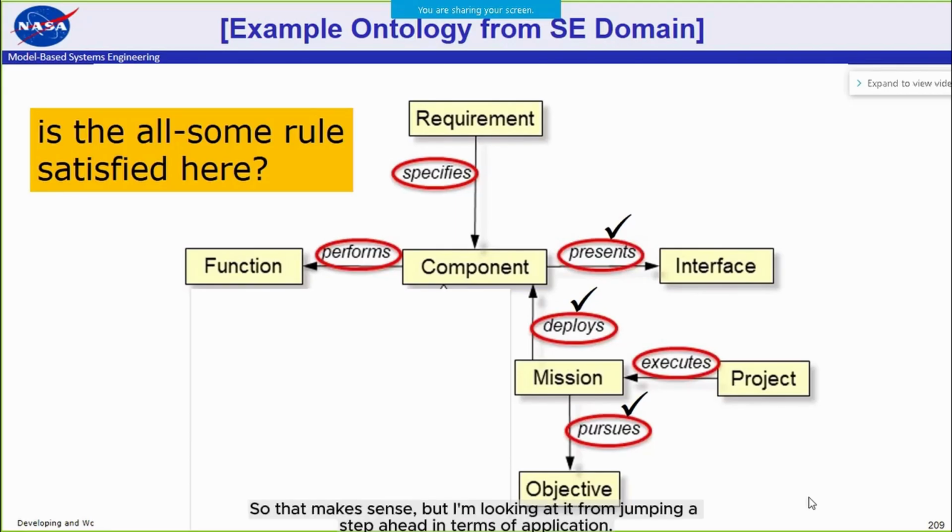So that makes sense, but I'm looking at it from jumping a step ahead in terms of application. So the ontology is going to interface with the database, which is going to join other databases together. What do you do with instances? Because it breaks the rule.